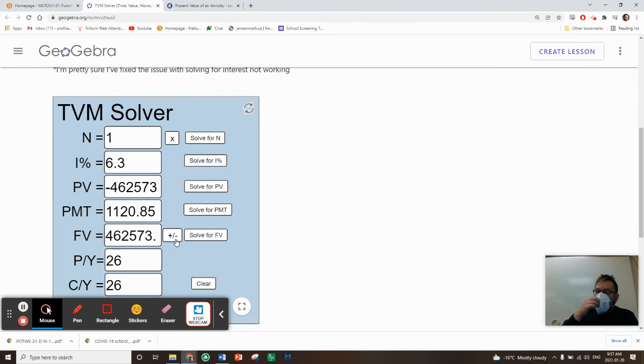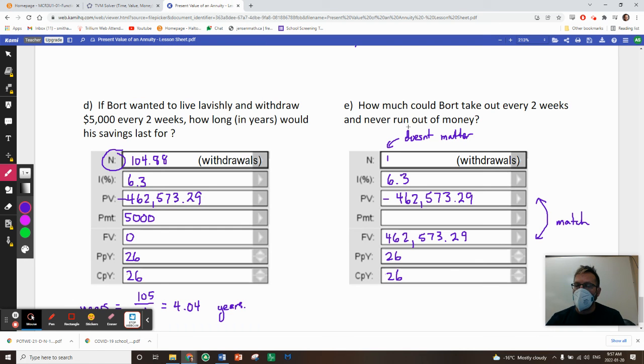So Bort could theoretically, like maybe he sets the record for like oldest person, like 40 more years. He can take out 1,120 and change every 2 weeks. And then no matter what, he always has that 462,000 in the bank. It's crazy. 1120.85.